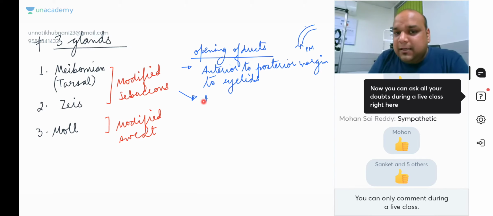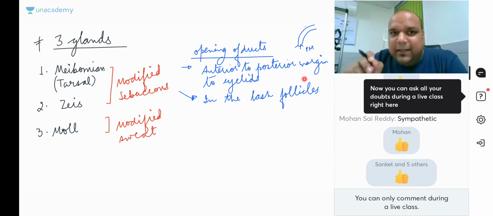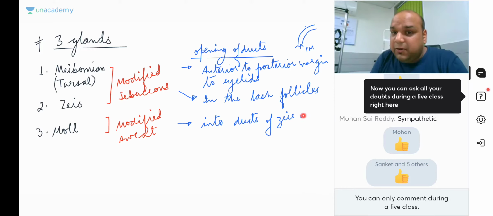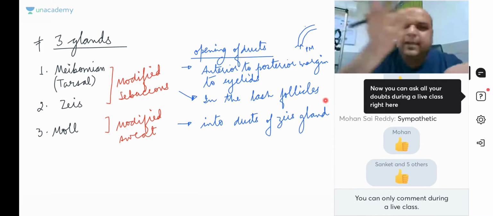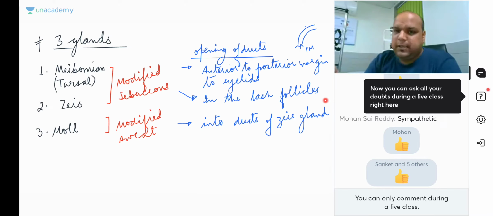Zeiss gland opens in the lash follicles. The point where your eyelashes come out from, the Zeiss gland will open right at the base of the eyelashes. And Moll gland opens into the ducts of Zeiss gland. So it does not have a specific opening. The Moll gland opens into the Zeiss gland, and the Zeiss gland opens at the base of the eyelashes. Am I clear about this simple fact, everybody?